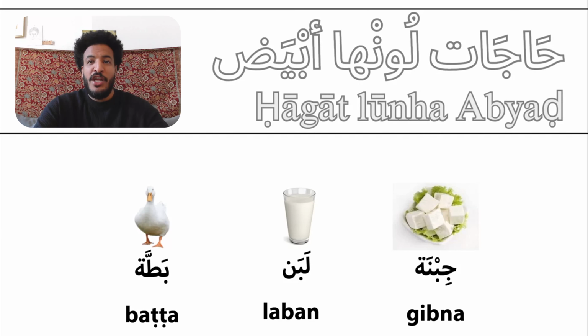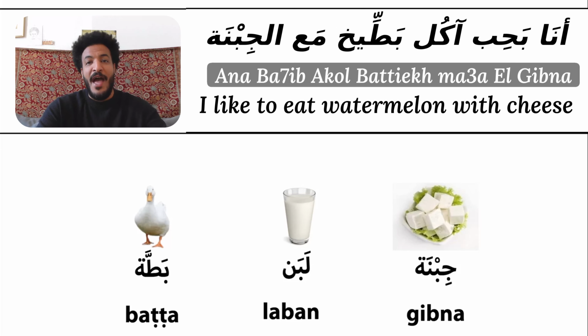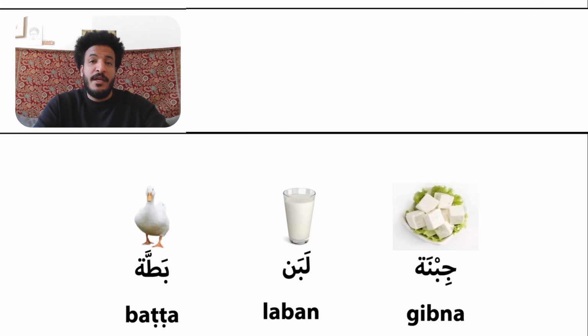So let's say I like to eat watermelon with a cheese. أنا بحب آكل بطيخ مع الجبنة. And to say the color of the cheese is white, we will say لون الجبنة أبيض. The next one we have here for the color white is اللبن.